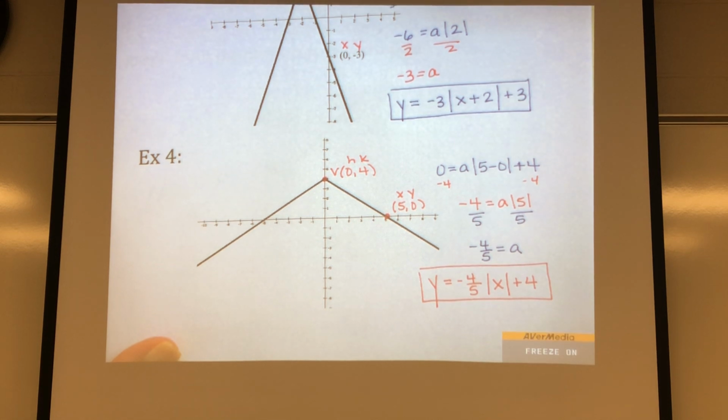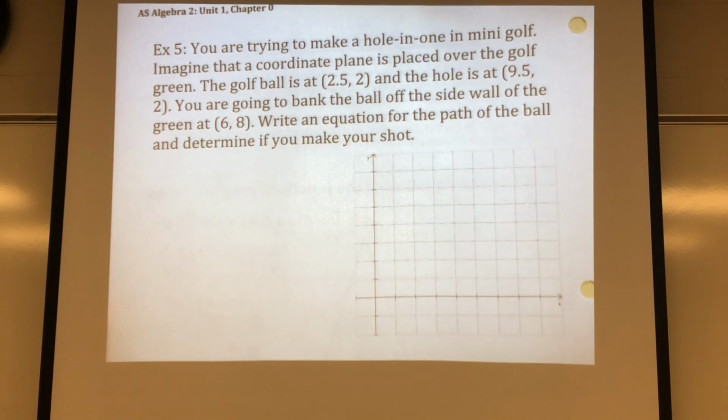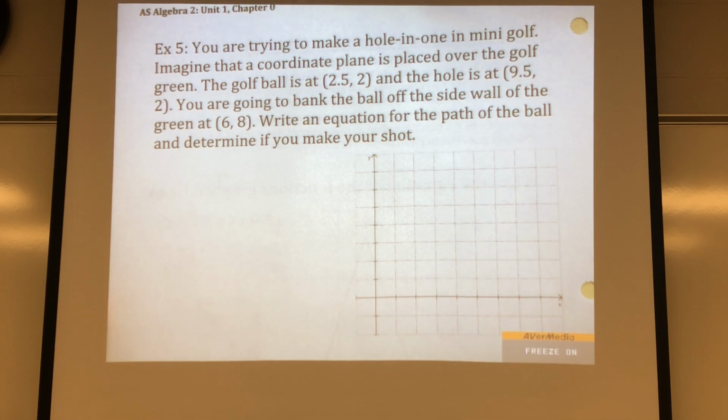All right. Let's try one of those, but with a word problem. So go ahead and read example 5 about trying to make a hole-in-one. And then after you read it, start by graphing the points that it gives you in the paragraph. Again, you might need to pause and come back, but I want you to read it and graph those points. That's where we'll start.